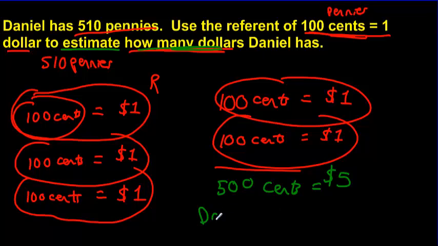Daniel has approximately $5. Does he have exactly $5? The answer would be no, because Daniel doesn't have 500 cents. He has 510 cents. So he has a little more than $5, but we just want an estimate, and this is a pretty good estimate.